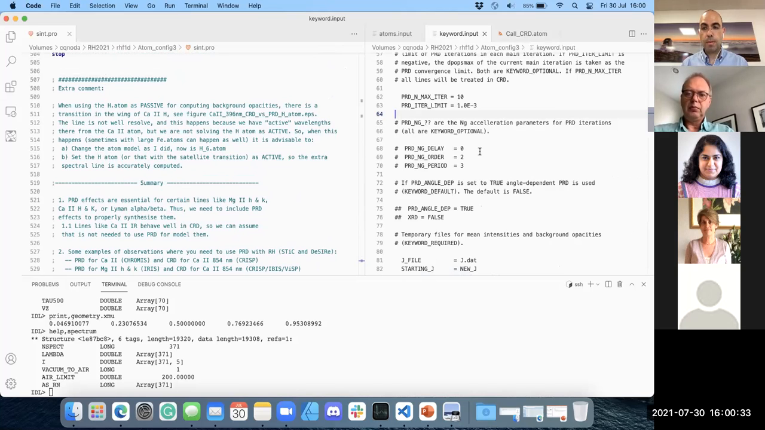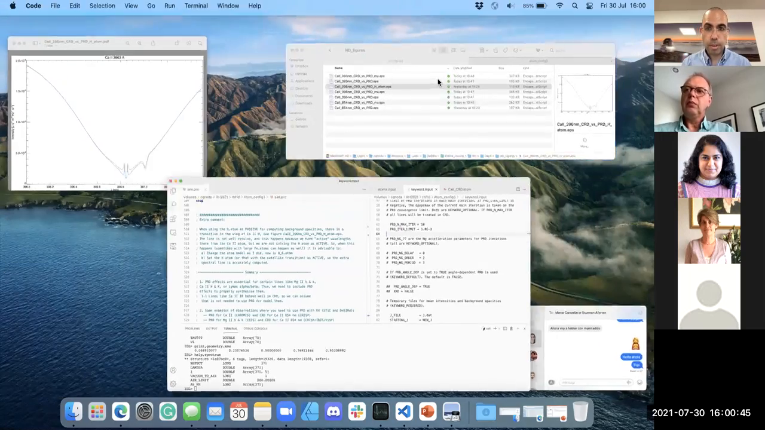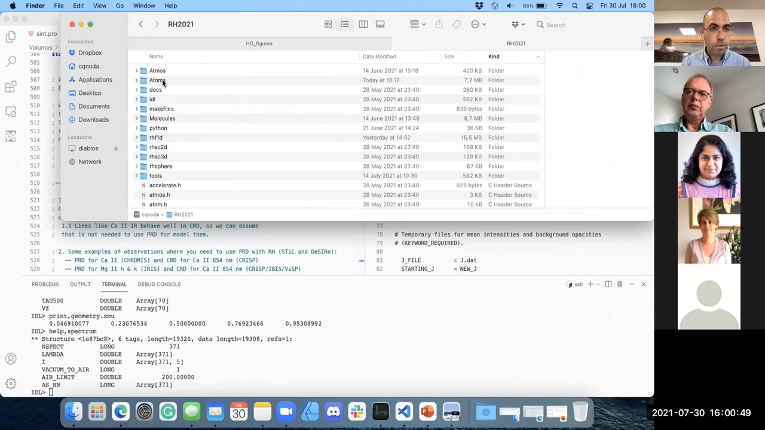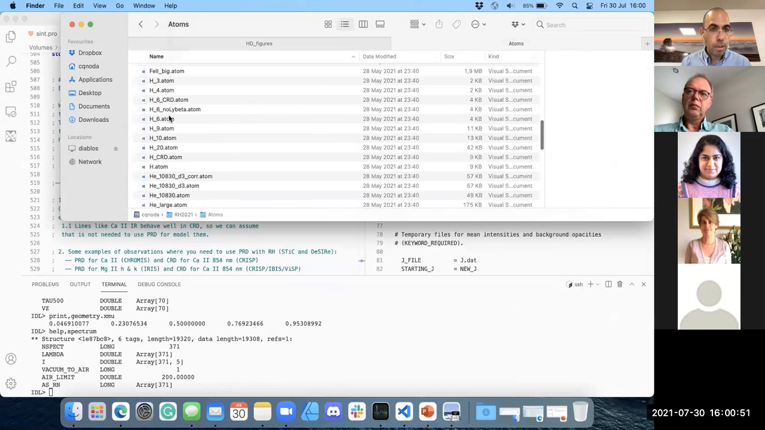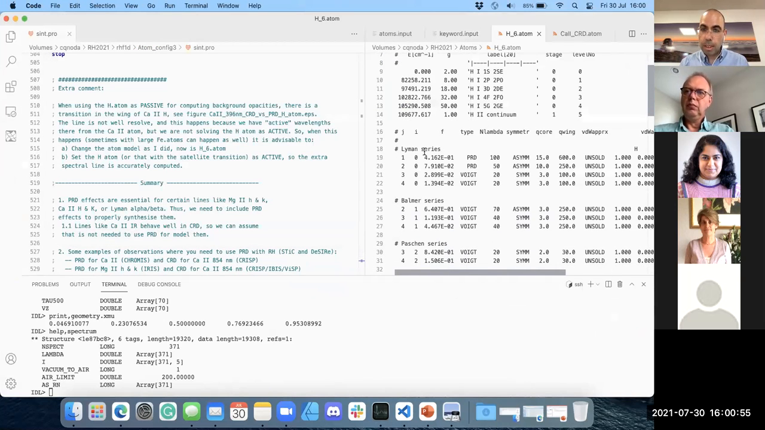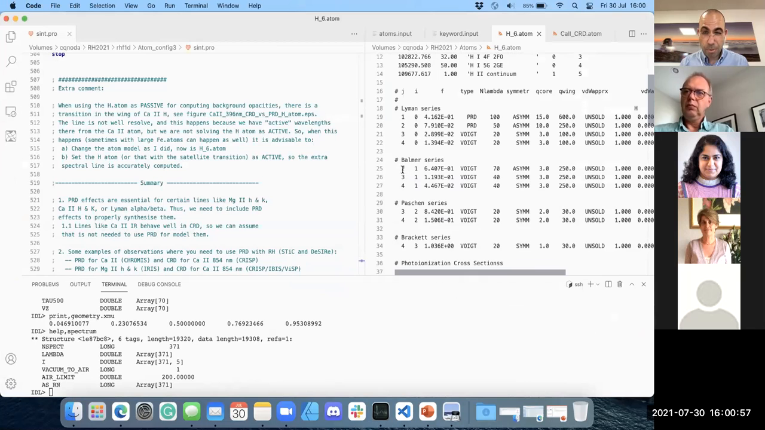Yes. And my advice, if you have time, try to do what we did today with H alpha. So you go to the hydrogen 6 atom. If you go to the RH distribution, you go to atoms, and you have, for example, this one. So here you have the Lyman lines and then the Balmer lines. If I'm correct, I think this is H alpha. Yes. So then try to play.